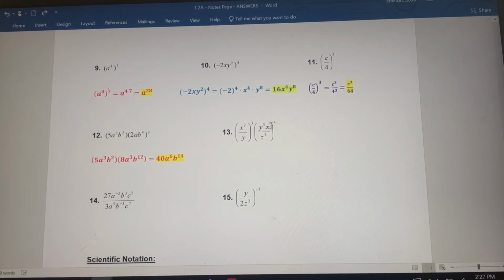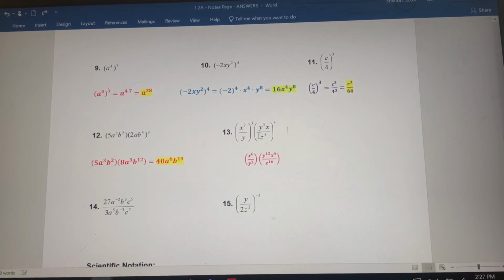I need to clean up this piece, and then I'm gonna use my laws of exponents to combine those. So I'm gonna cube both of these, and then I'm gonna raise each of these three terms to the 4th power. So multiply the exponents. 2 times 3 is x to the 6th. Y to the 3rd is just y to the 3rd. Multiply the exponents here. 3 times 4 is 12, so that's y to the 12th. X to the 4th, and then z to the 16th. So this should be z to the 16th.